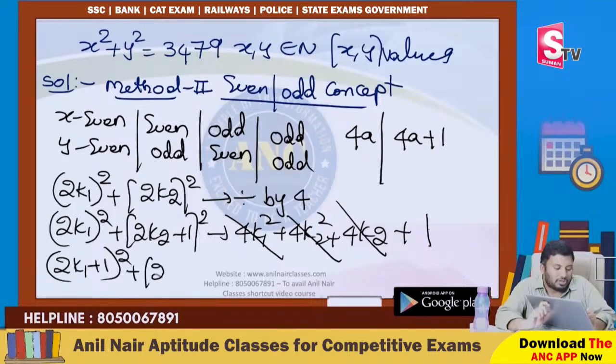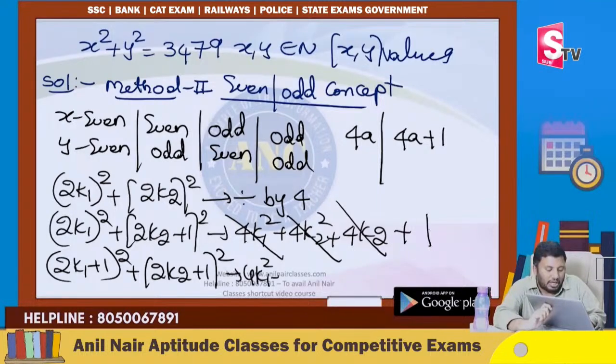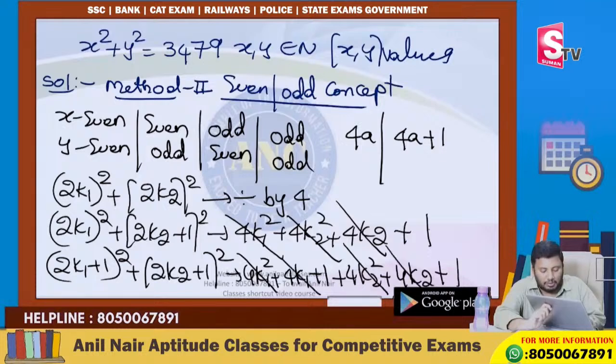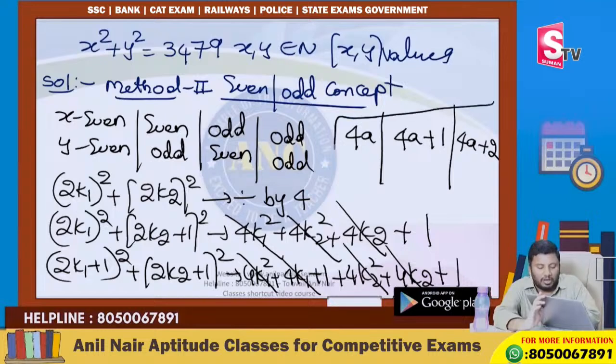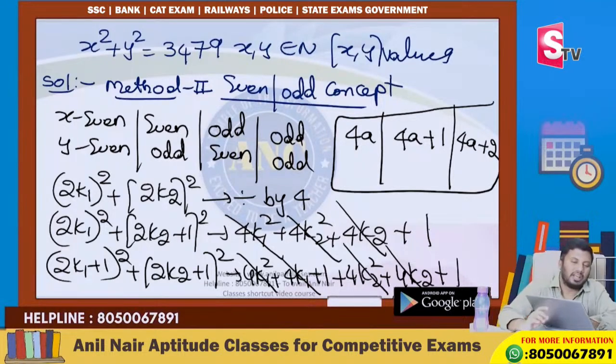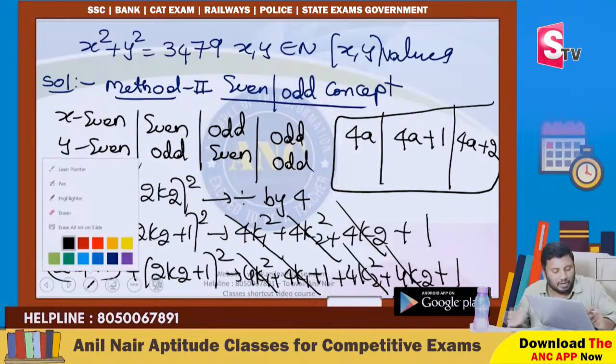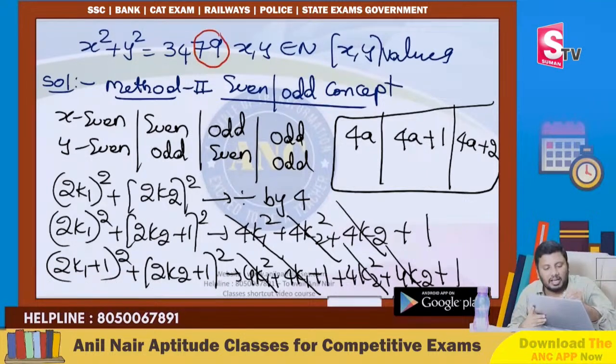One is odd, another is also odd: (2k1 plus 1) whole square plus (2k2 plus 1) whole square. This is nothing but 4k1 square plus 4k1 plus 1 plus 4k2 square plus 4k2 plus 1. Divisible by 4, and it gives a remainder 2. Right hand side, when you divide by 4, you should get either remainder 0, 1 or 2. Now see here, 3479 is 4 into 869 plus 3.